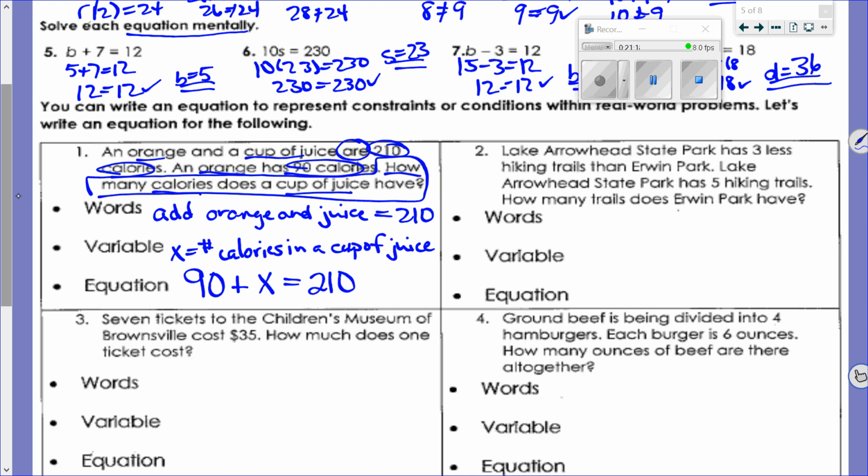Questions? Do I have to solve it? No. Could I solve it? Yes, but it didn't say to, so I don't have to.